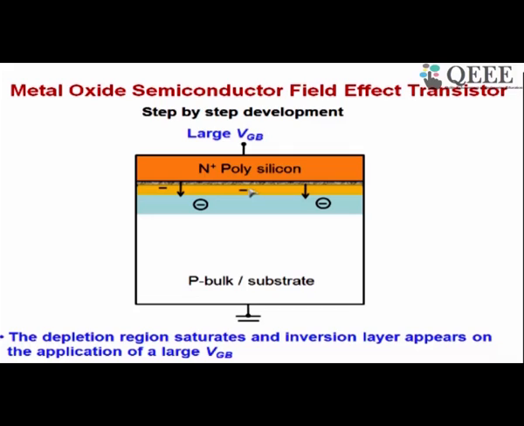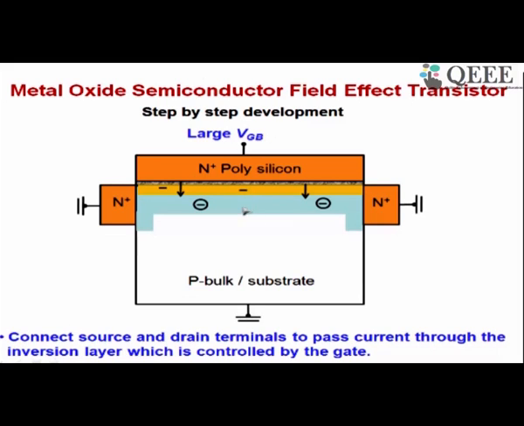So the region is said to be inverted. From p-type it has become n-type in that small region. So this is why it is called an inversion layer. Now I want to use this inversion layer to pass a current between a contact on the left hand side and a contact on the right hand side.